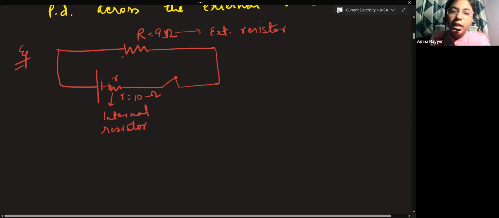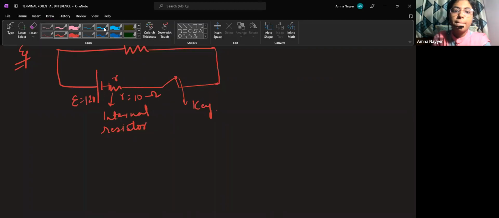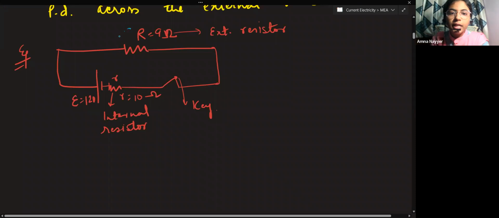There will be a potential difference across this. And let's also write the voltage of the circuit. Let's say this is 12 volts. This is the key. Now understand in this circuit what all things you have. There will be a potential difference across this, that you will call the terminal potential difference.